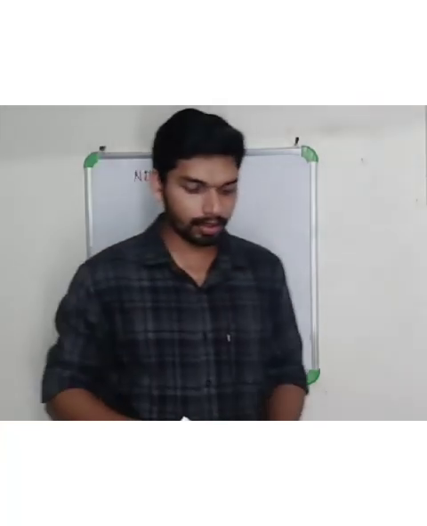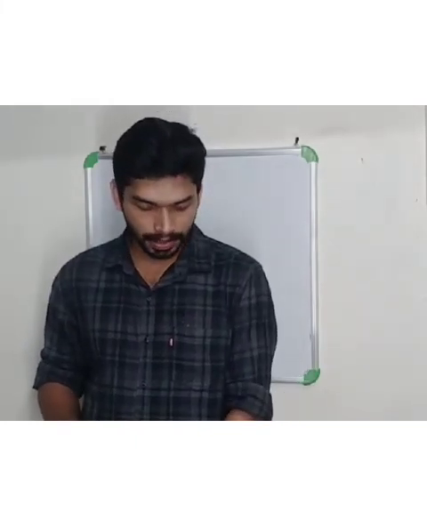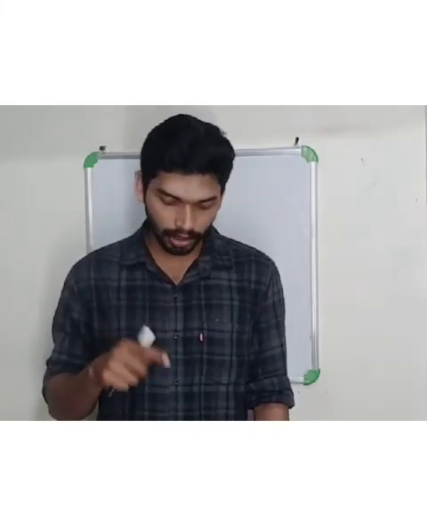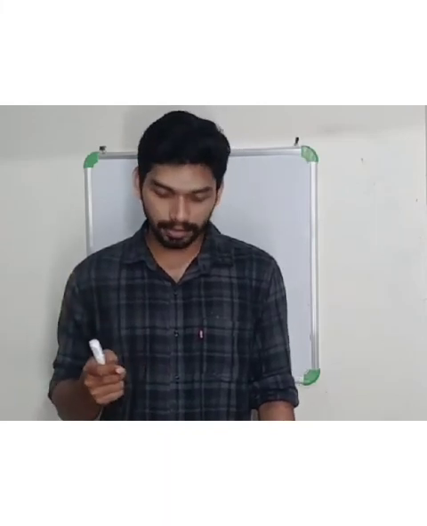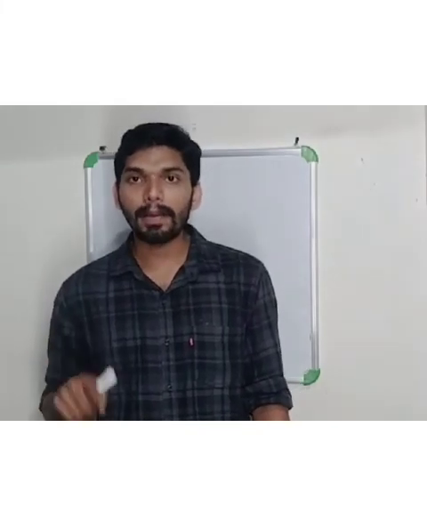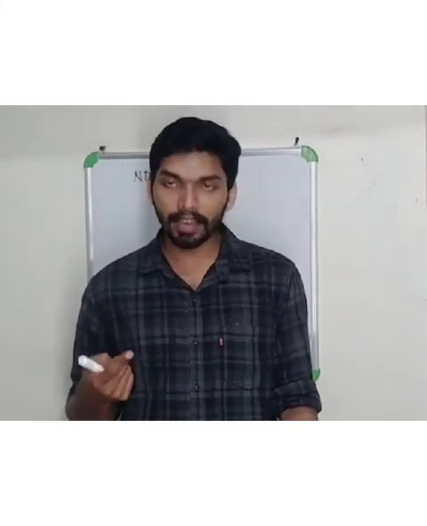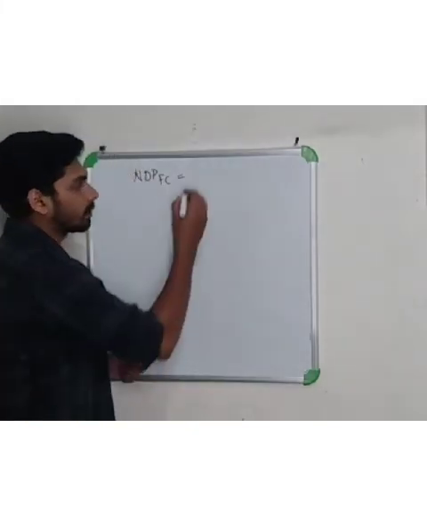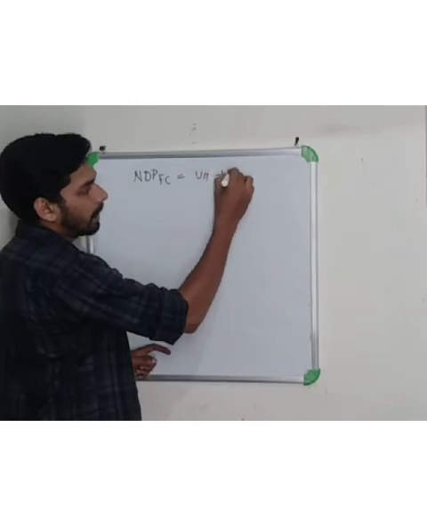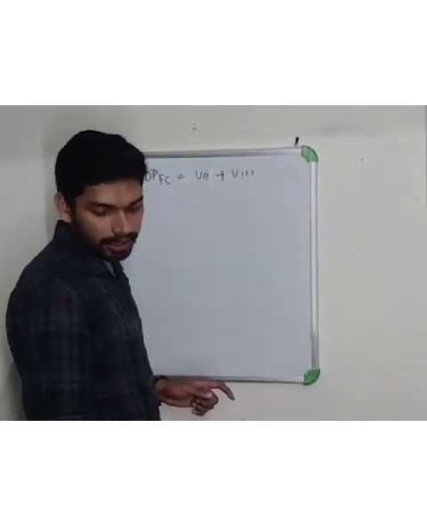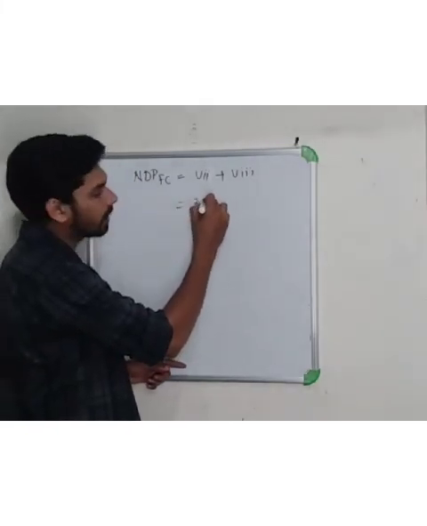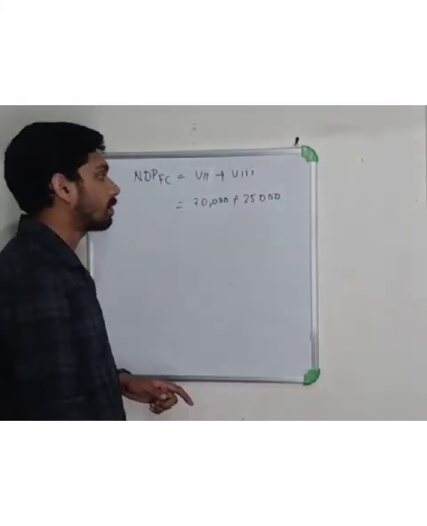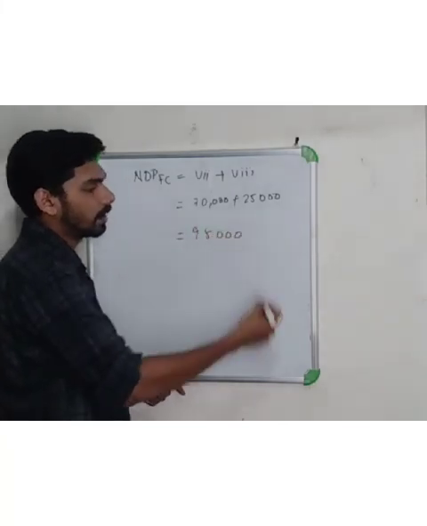What is the NDP at factor cost? Here, as per the table, we are taking the 7th and 8th items, because they include the income from the domestic product according to the private sector and also the government sector. So 70,000 plus 25,000 is 95,000.